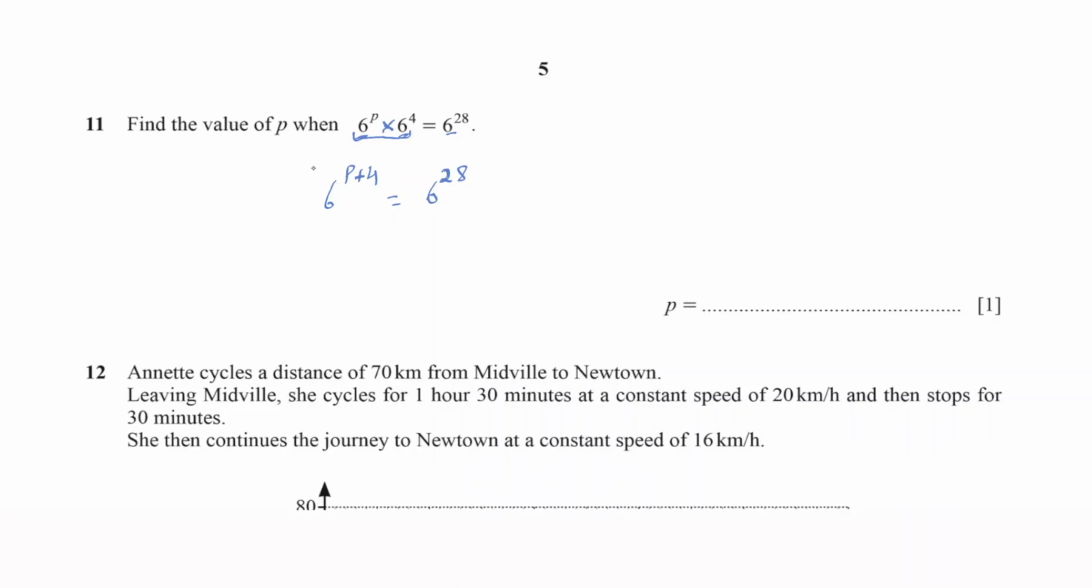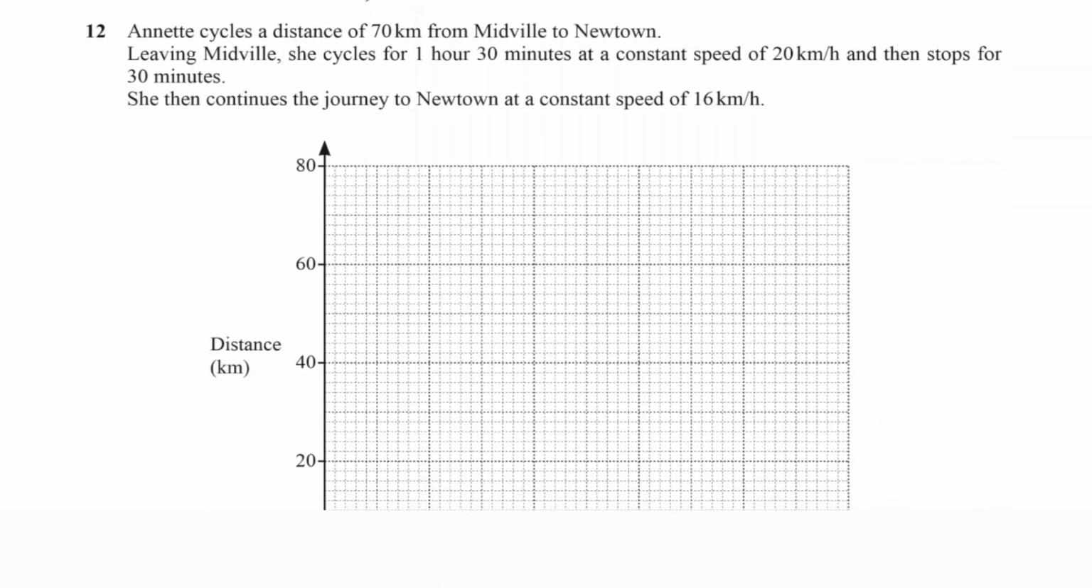Now we know that on both sides the bases are the same. If the bases are the same, the powers will be equal to each other. So P plus 4 will be equal to 28. So what is the value of P? P will be equal to 28 minus 4. So 28 minus 4 is 24. So that's the value of P. It's a very simple question. Let's move on.